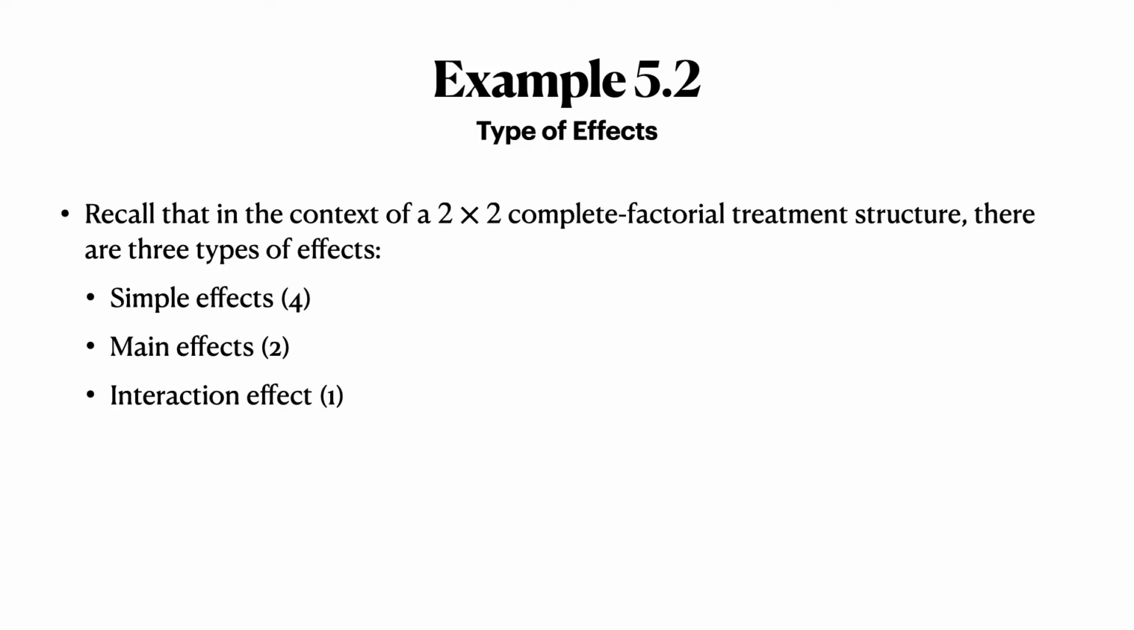And as in the previous example, we can think of the interaction in two different ways, but it's going to turn out that those are equivalent and they are therefore numerically equal. And so we say that there's one interaction between the two factors A and B. So let's first calculate the simple effects.